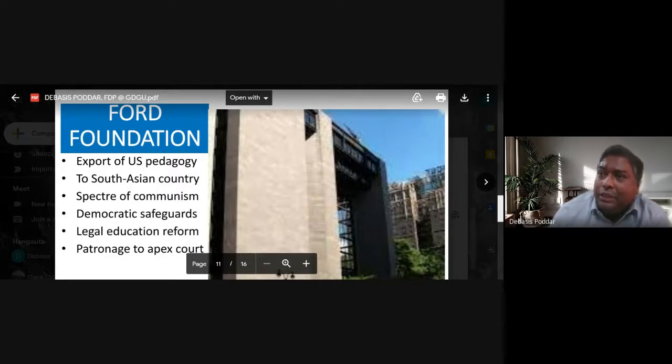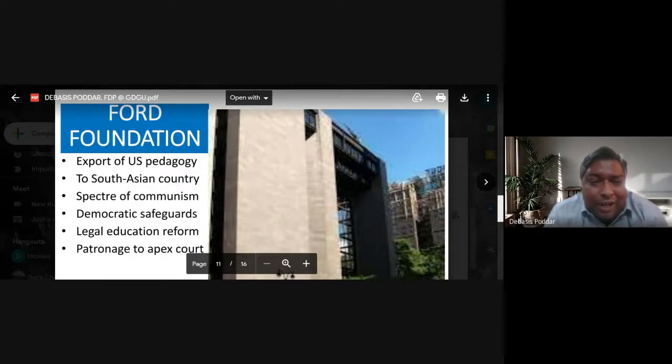To the extent that even in 2009, Dr. Manmohan Singh, as Prime Minister, declared that the Naxal movement is the single largest threat to Indian security. Now, this specter of communism: the USA found that the Indian government was troubled by a radical left movement. So actually they sensed the specter of communism in India. Now, in 1848, Marx and Engels found the specter of communism in Europe.